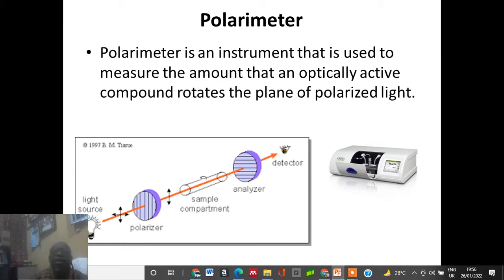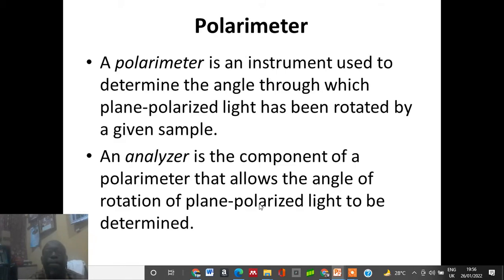Polarimeter. A polarimeter is an instrument that is used to measure the amount that an optically active compound rotates the plane of polarized light. And this is a schematic diagram representing a polarimeter. We have the source of the light, the polarizer, the sample, and the analyzer, then the detector. And here on the left is a polarimeter. This is what a polarimeter looks like.